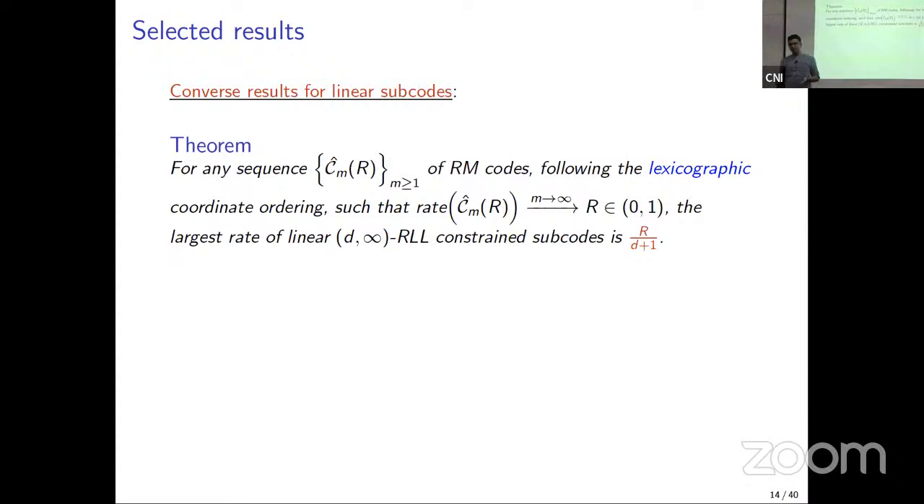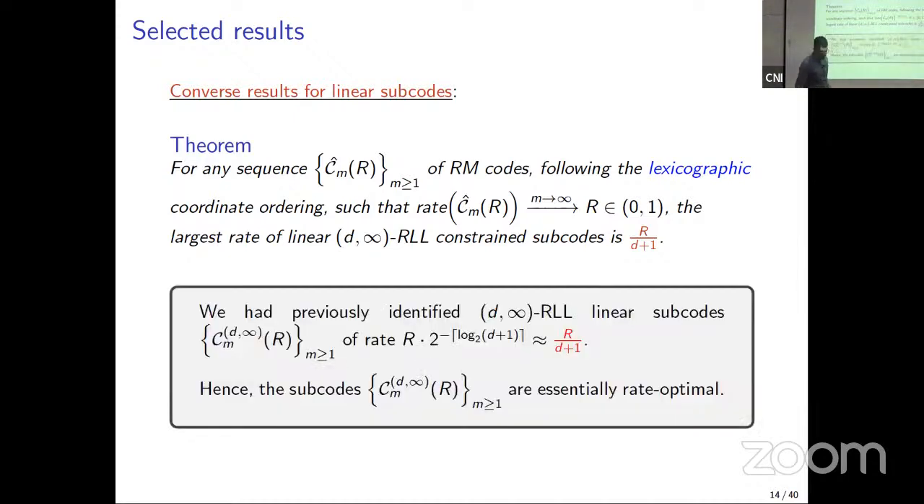But what is the best that we can do using linear subcodes? Well, if you choose any sequence of Reed-Muller codes, it is possible, using some arguments, to show that the rate of any linear subcodes of these codes is at most R over d plus 1. In particular, the linear subcodes we identified achieve roughly R by d plus 1, and the maximum rate you can achieve is again R by d plus 1. So our linear subcodes are essentially rate optimal.